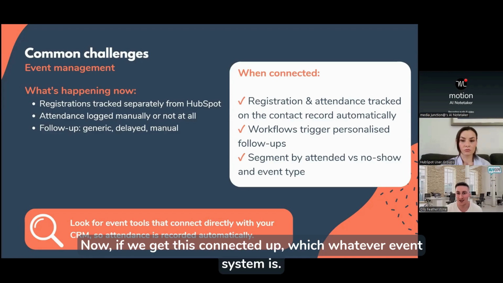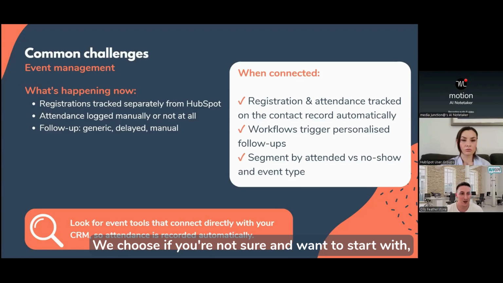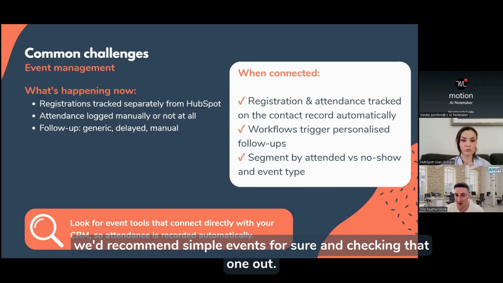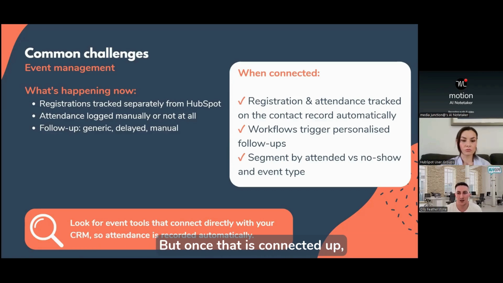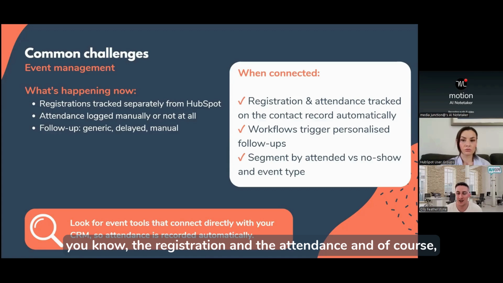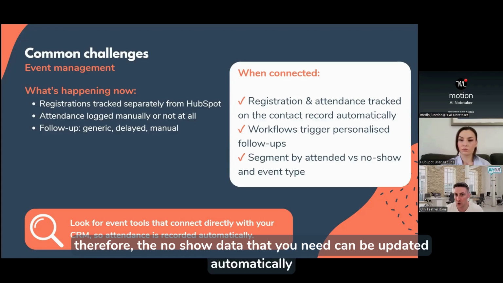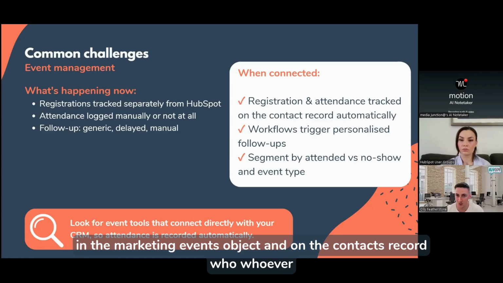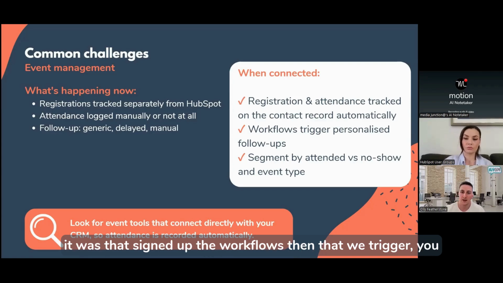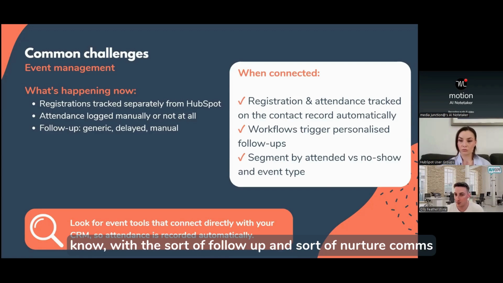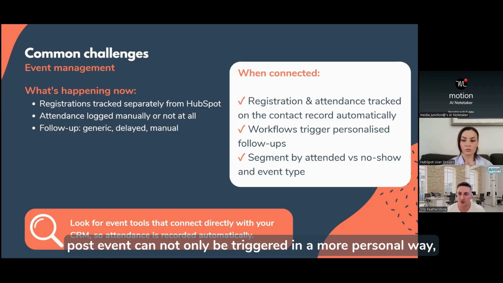Now, if we get this connected up, whatever event system it is that we choose, if you're not sure on one to start with, we'd recommend Simple Events for sure and checking that one out. But once that is connected up, the registration and the attendance, and of course, therefore, the no-show data that you need, can be updated automatically in the marketing events object and on the contacts record, whoever it was that signed up.